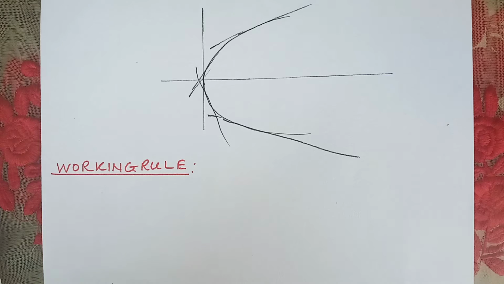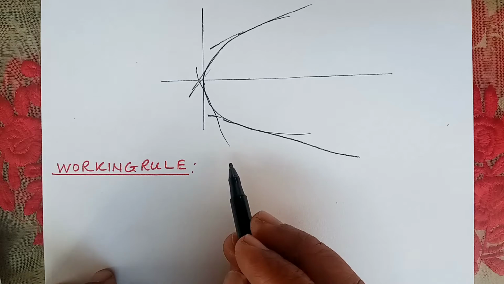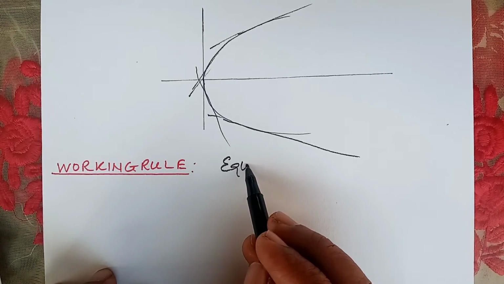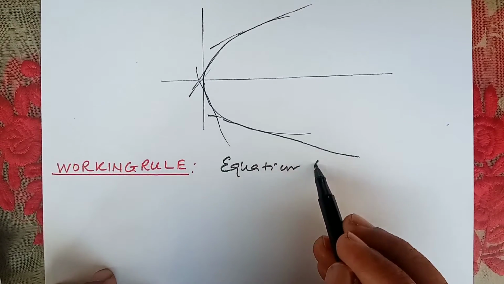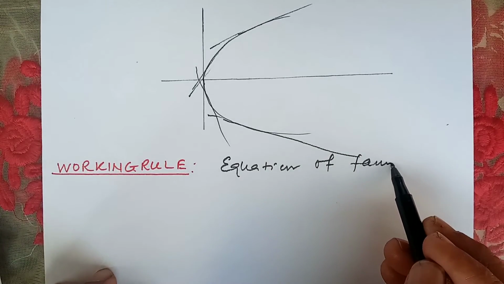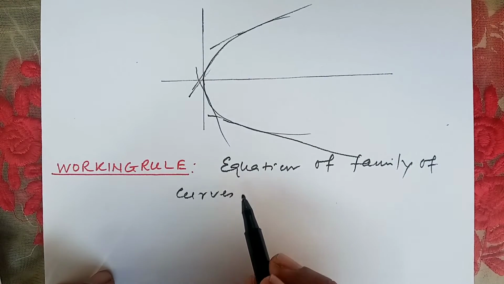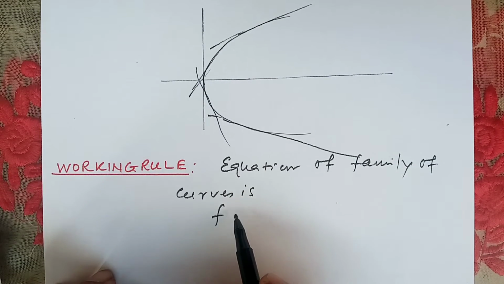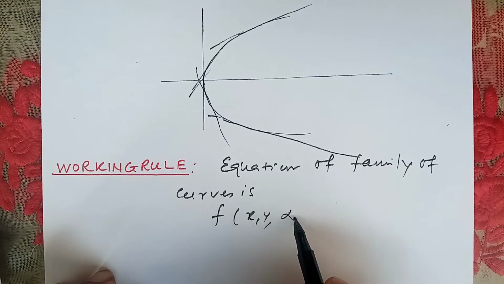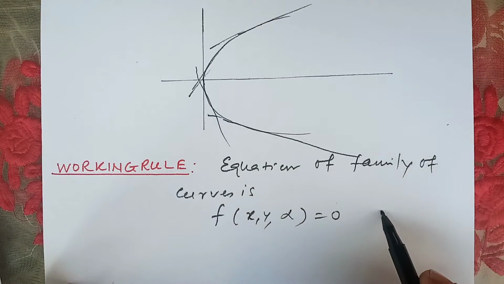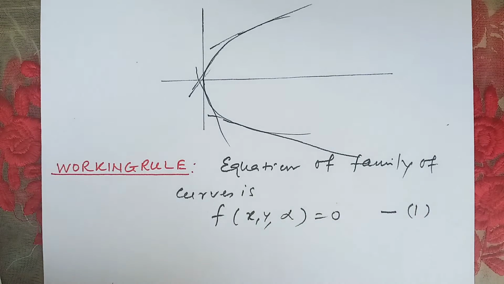Now the working rule to obtain the envelope of a family of curves. So what is the working rule? Let us suppose the equation of the family of curves is f of x, y, alpha equal to 0. This is the equation of the family of curves where alpha is the parameter.